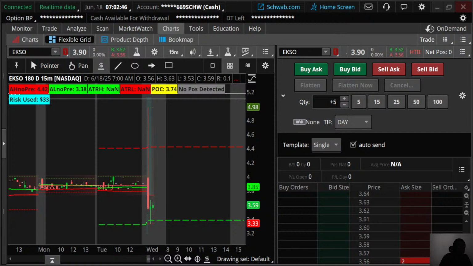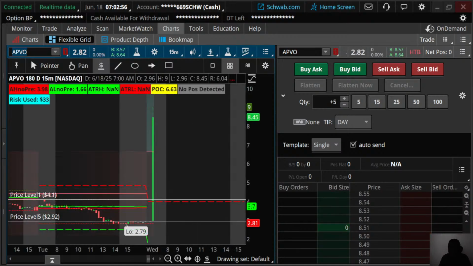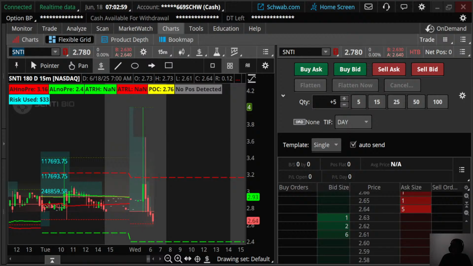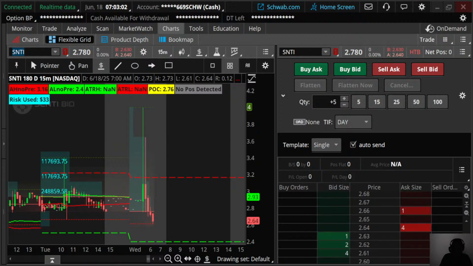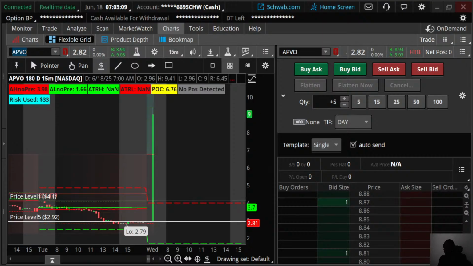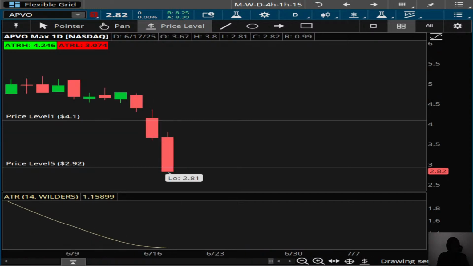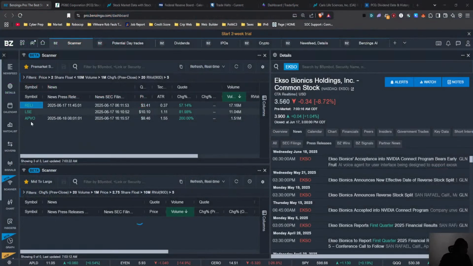Another one popped up. APVO up 200% with news on today. APVO over here. So I'm gonna clean off SNTI and put on APVO. All right, 200% here. We're on the 15 minute. Let's go over and look at the daily chart first. Daily chart on APVO. Actually, before we do that, let's look at the catalyst on APVO.